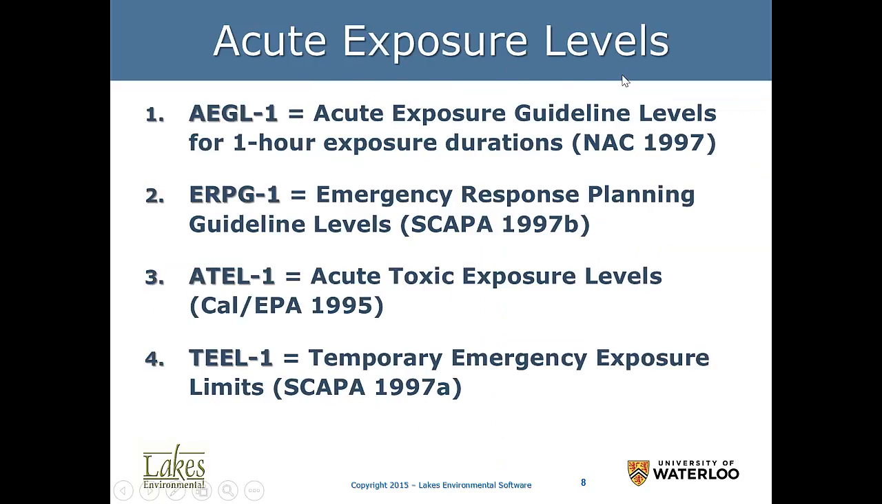Acute exposure levels. There are many organizations defining what are the levels that people cannot be exposed to, and there's not a precise agreement. There is somewhat of an agreement, but the levels change. And the Human Health Risk Assessment Protocol defines the order of priority. First, the AEGL, ERPG, ATEL, and the TEL.